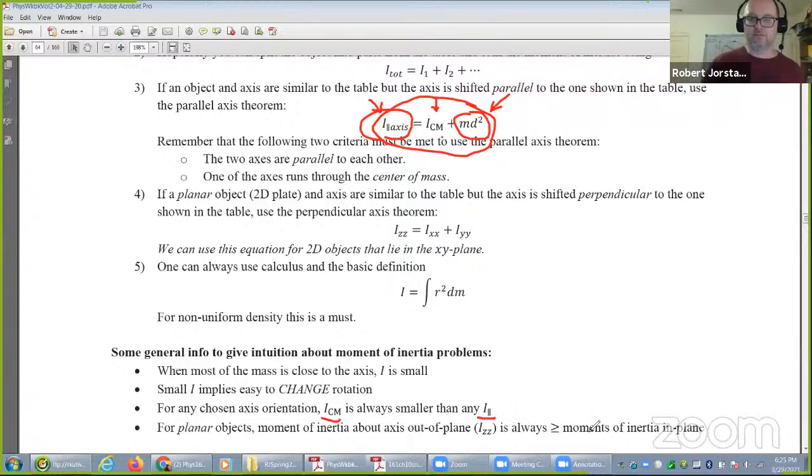And then for planar objects, the moment of inertia out of plane is always bigger than the moments of inertia in plane. Out of plane is always bigger than these two because you have to add 2 things together and everything is positive in here. All right.